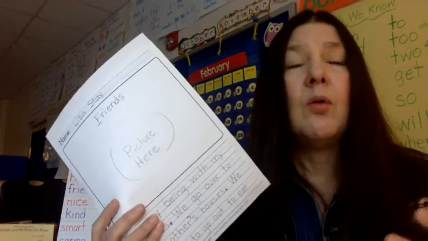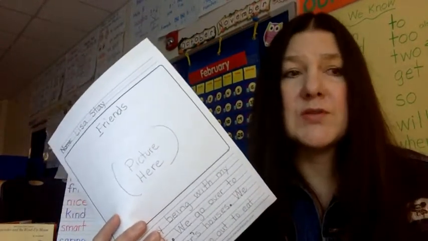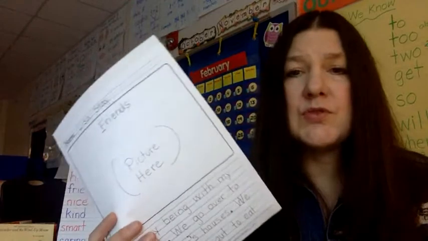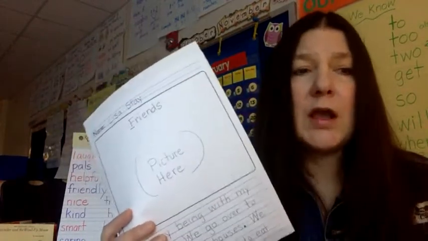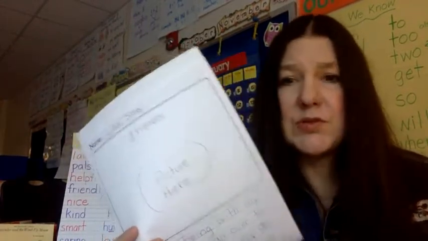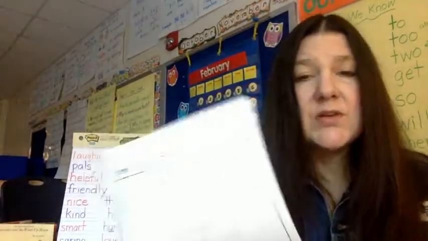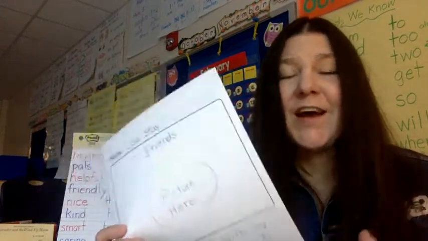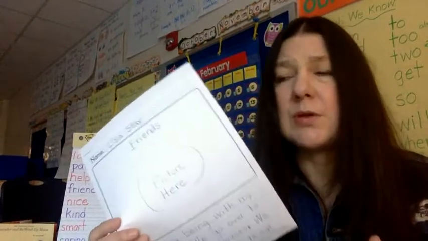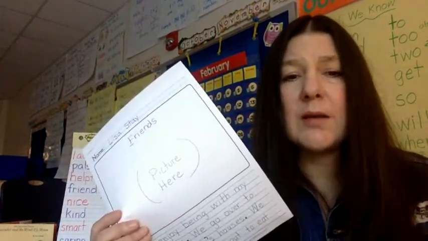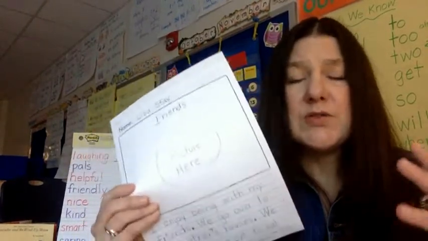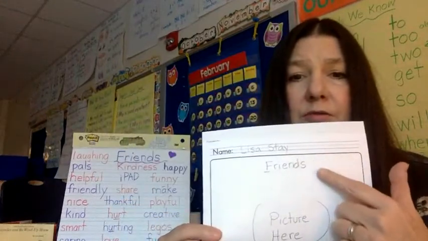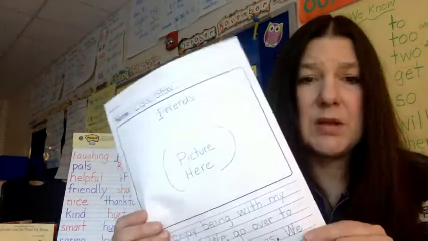Talk about what do you do with your friends? What kind of games do you play? Do you have favorite games? Do you have favorite places you go with your friends? Sometimes your friends are your cousins. Sometimes your friends are your siblings, your brothers and your sisters. Sometimes your friends are your neighbors. Sometimes your friends are the kids you go to school with. So you're going to talk about friends. And that's going to be the title of your story.